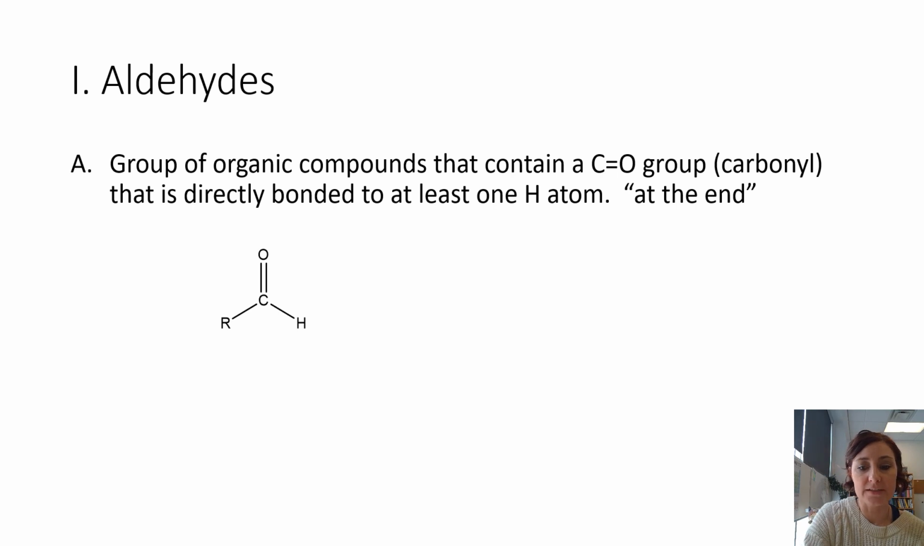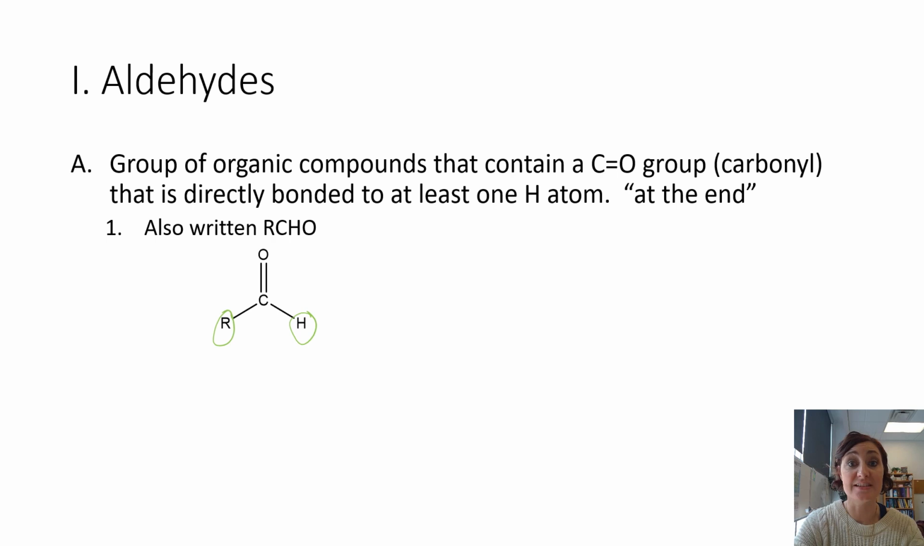So you're going to have a carbon chain, and it doesn't matter how long this is, that's attached to your carbonyl, and this will be at the very end of it because there's an H and it does not continue on. If this carbon chain were to continue on past the carbonyl, we would then classify it as a ketone instead.